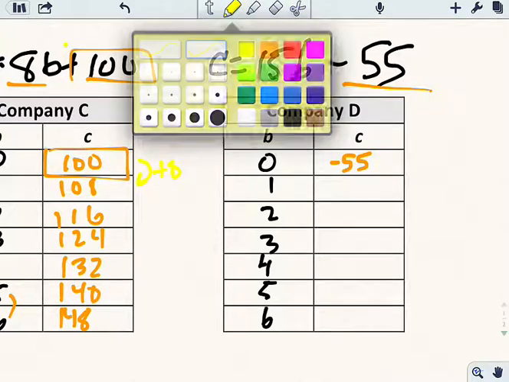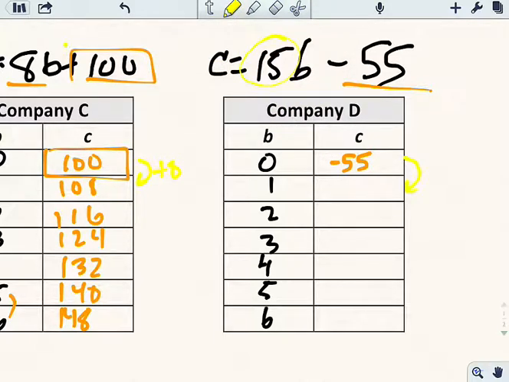We need our vertical change. Vertical change is right there. It's going to be plus 15. So if I'm looking to fill out this table, we're going to start at 55 on the negative side and add 15 to it. We should be going up. That means negative 40, negative 25, negative 10. That's a 5. That's a 20. And that's a 35. Okay, not too bad.